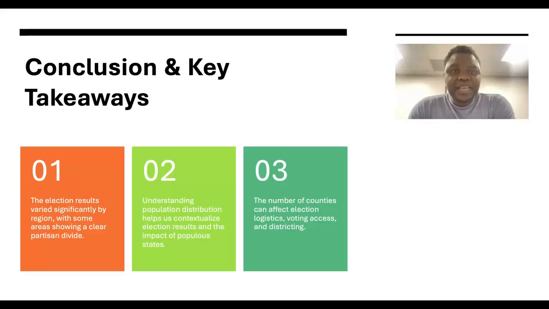In conclusion, here are the three takeaways that we can see on the screen. The key insights for this dashboard include regional voting patterns, the impact of state population on elections, and the role of counties in shaping election logistics. This analysis provides a deeper understanding of how geography and population influence election outcomes.